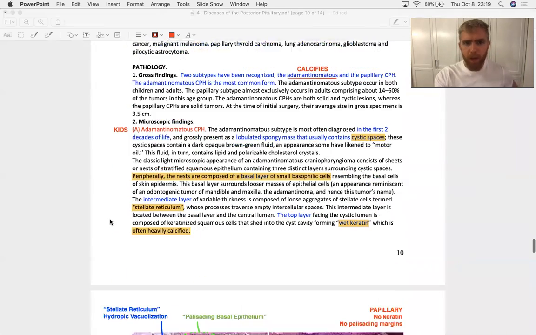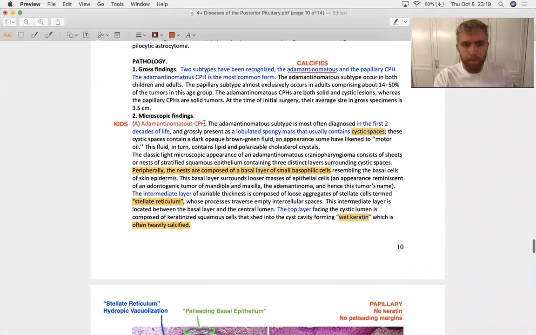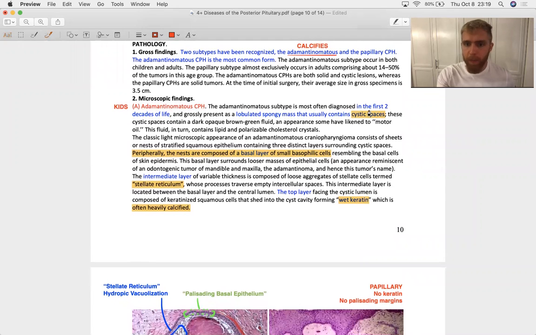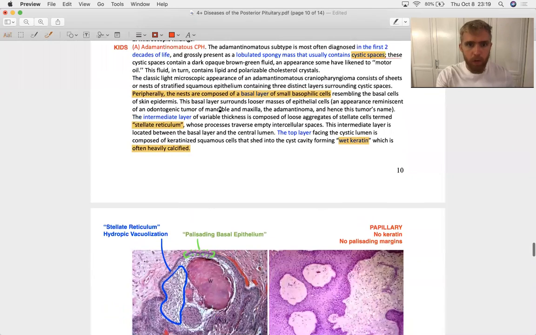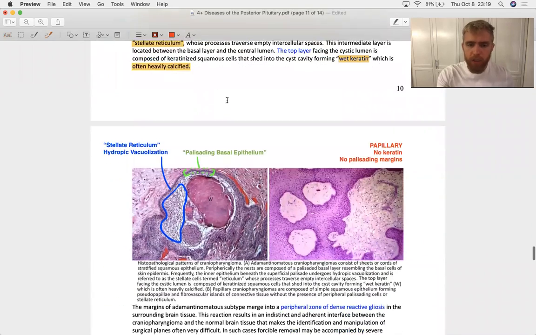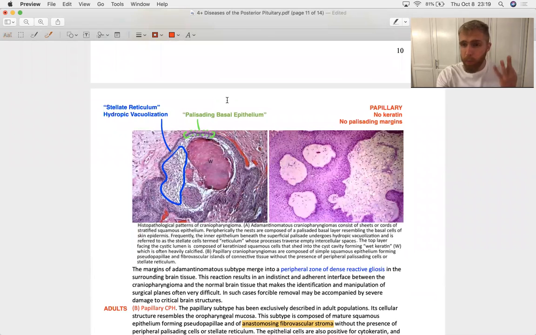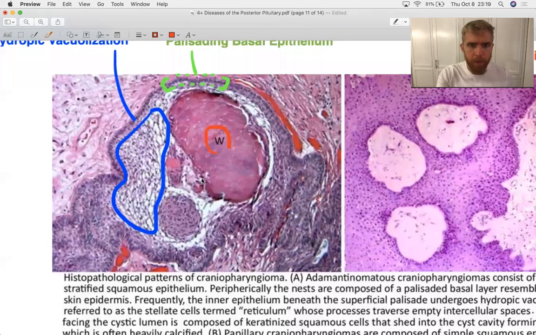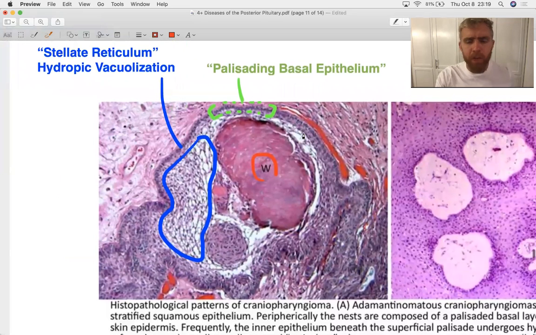So getting back into the SDL, the calcifying craniopharyngioma is also called the adamantinomatous craniopharyngioma, and that's the pediatric subtype. So what is characteristic about this tumor compared to anything else, but especially to the pituitary adenoma? Cystic spaces, calcifications, motor oil appearance, and then on histology, very characteristic appearance with three components to it. First, you've got this wet keratin, they labeled it with a W in the middle of this picture here. You've got a palisading basal epithelium.